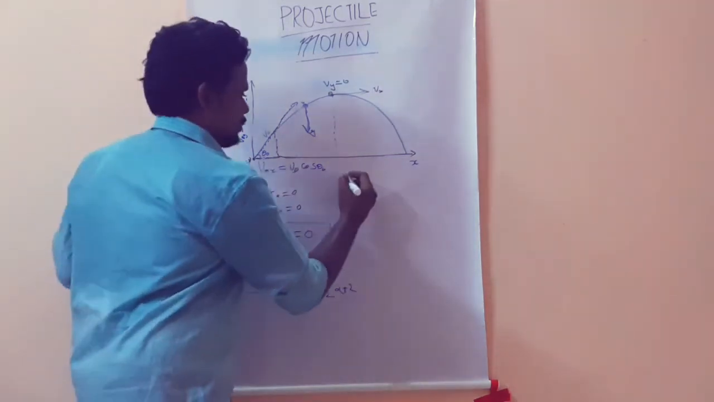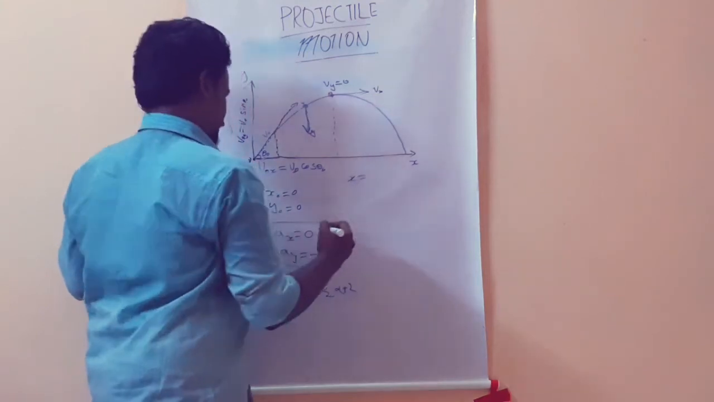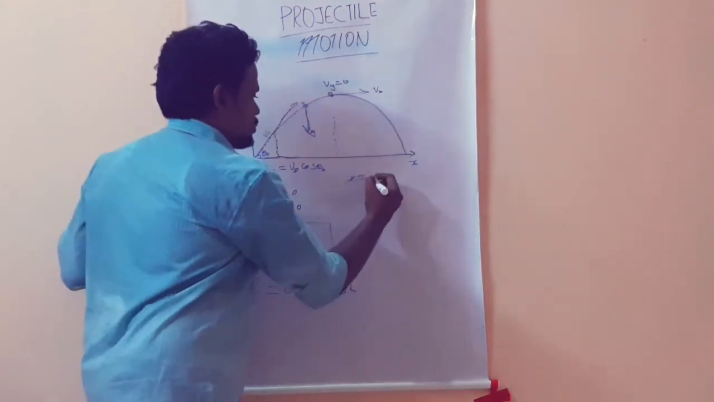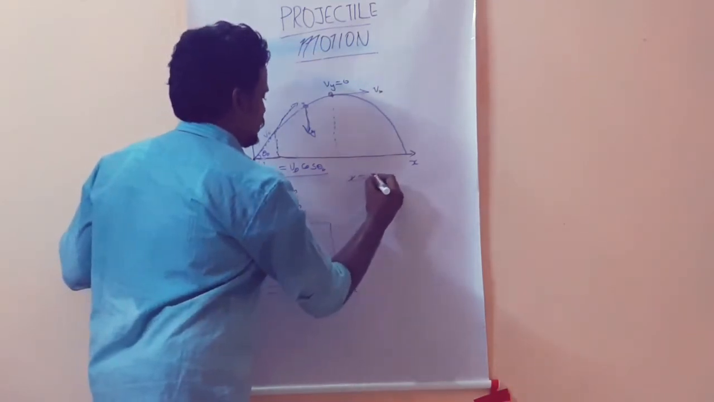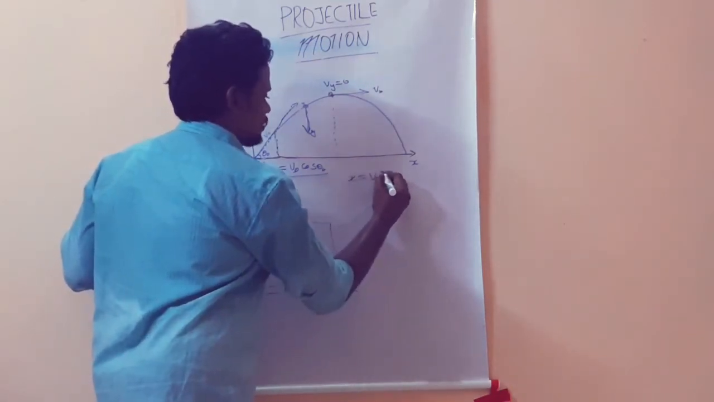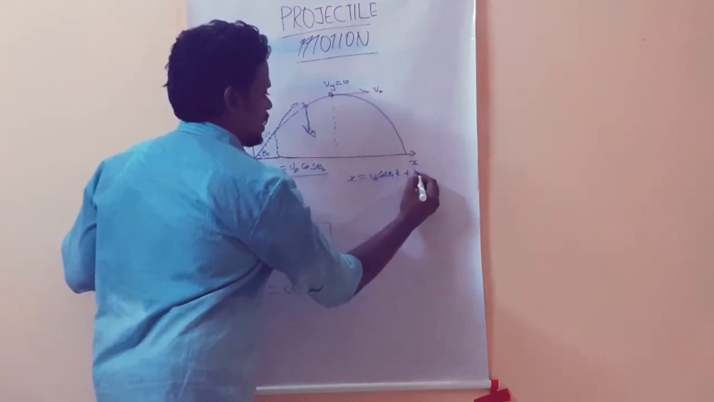So I am going to do it for the x-axis, the instantaneous position x equal to, what is u? u is nothing but the component of velocity along the x-axis, v naught cos theta naught, into t plus half.